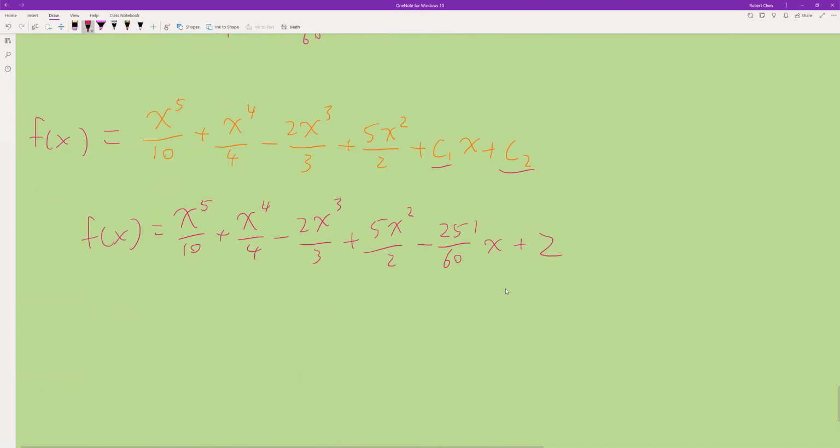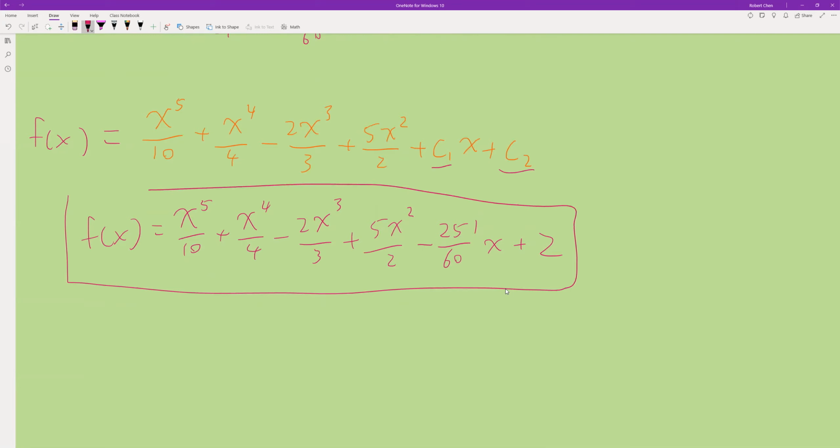All right, and that's your final answer. That's a specific function that has the second derivative as mentioned in the question, and then the two initial points, 0, 2, and 1, 0.